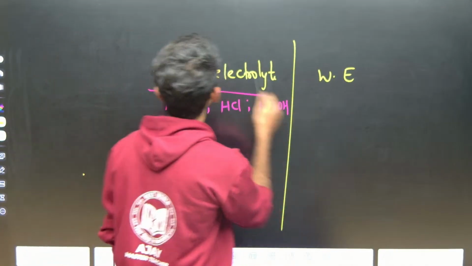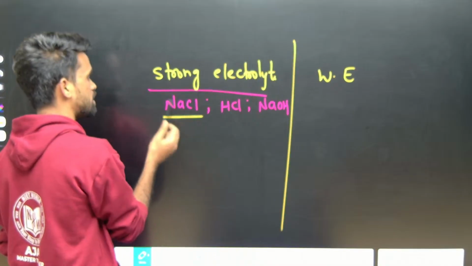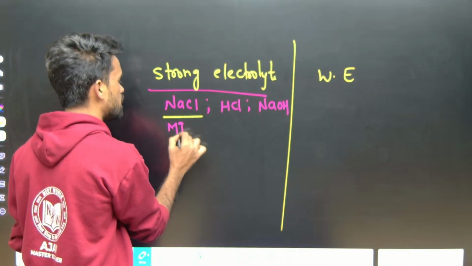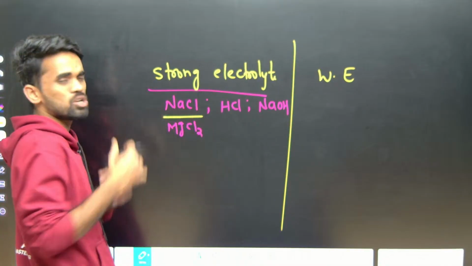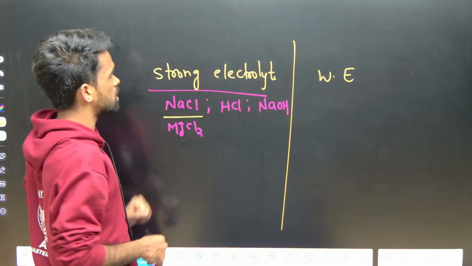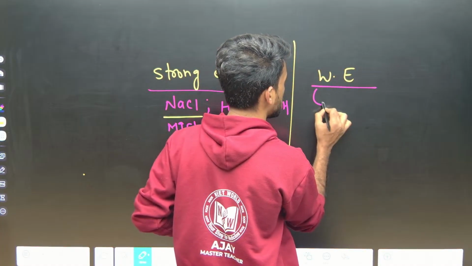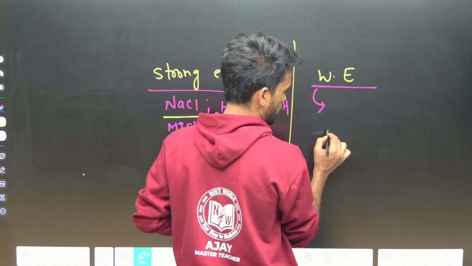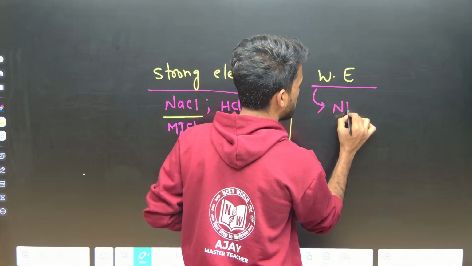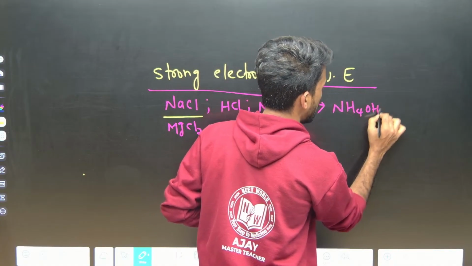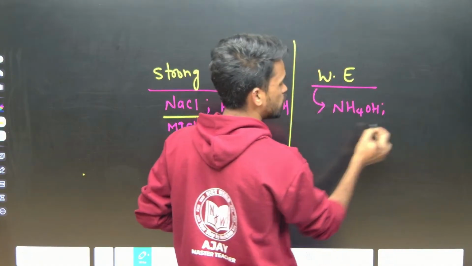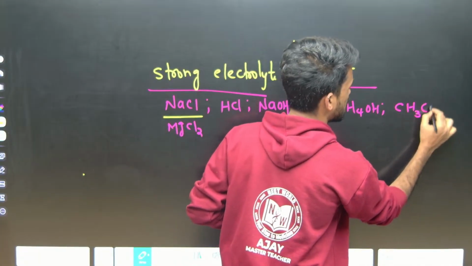Salts like NaCl or MgCl2, and other such salts, all come under strong electrolytes. When it comes to weak electrolytes, the best examples are weak bases like NH4OH and weak acids like acetic acid.